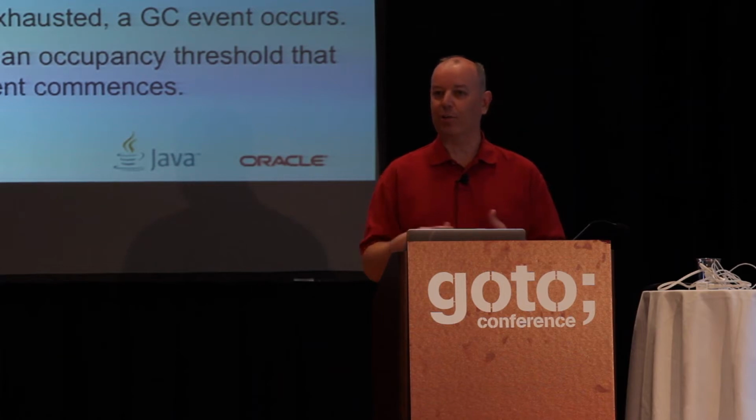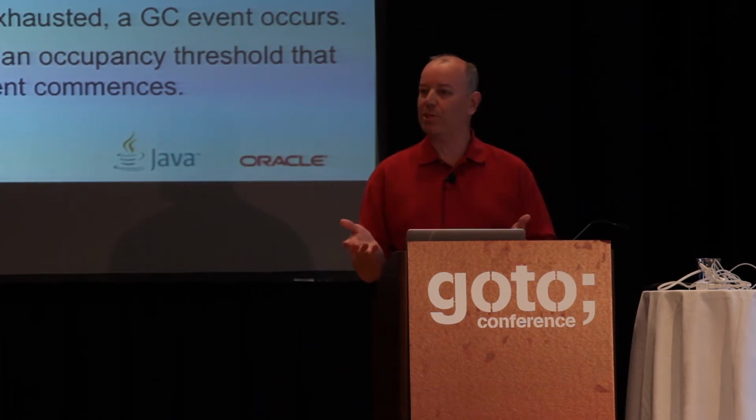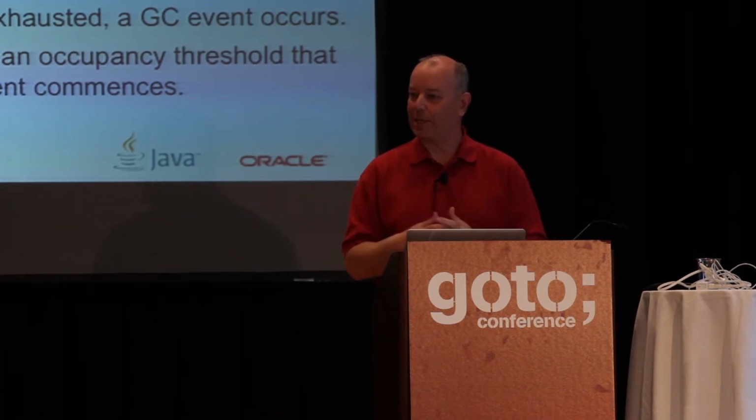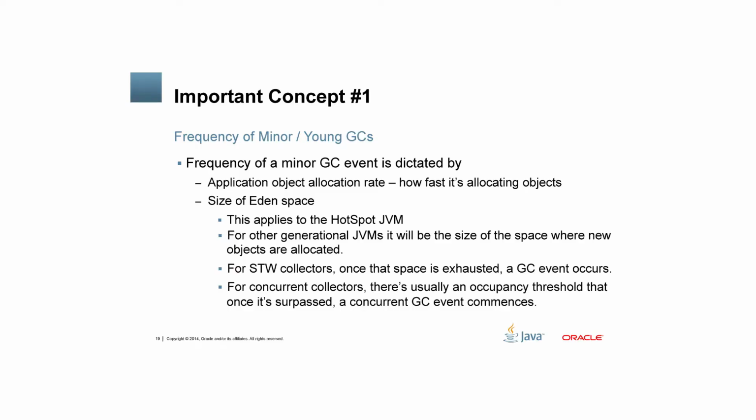For a concurrent collector, there's usually some kind of an occupancy threshold of that space where you're allocating new objects, that once it's surpassed, it starts some concurrent garbage collection event. It's at that point where you'll see the additional consumption of CPU cycles.